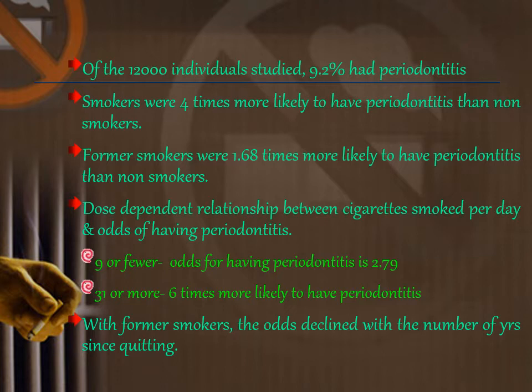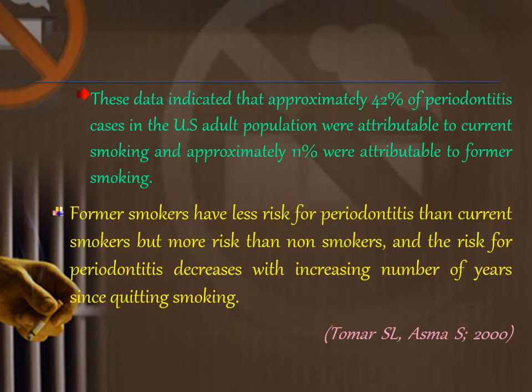For 9 or fewer cigarettes, the odds for having periodontitis is 2.79. For 31 or more, they were 6 times more likely to have periodontitis. With former smokers, the odds decline with the number of years since quitting. This data indicates that approximately 42% of periodontitis cases in the US adult population were attributed to current smoking and approximately 11% were attributed to former smoking.